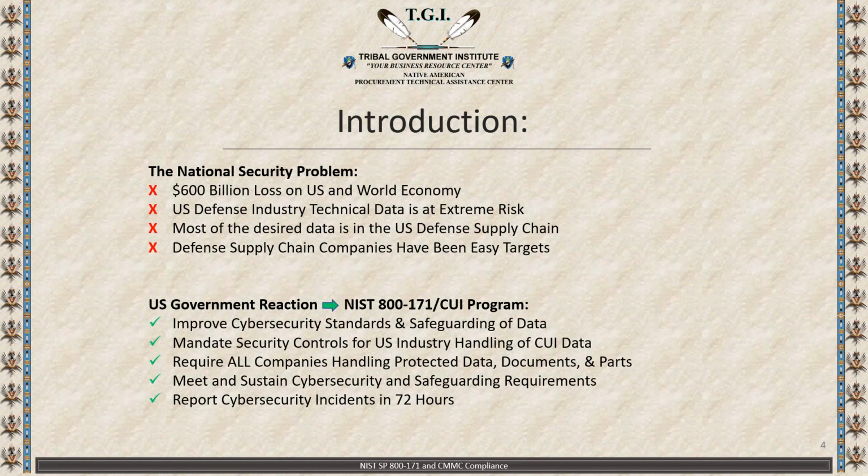Now, why did they do that? They did that because controlled unclassified information, the technical data that is flowing throughout the entire defense supply chain, is at significant risk. There have been classified projects that have been hacked into and are now public knowledge. This means there is tremendous vulnerability across the defense supply chain, and the breaches have caused hundreds of billions of dollars in losses. And more importantly, our national security interests are now at stake.